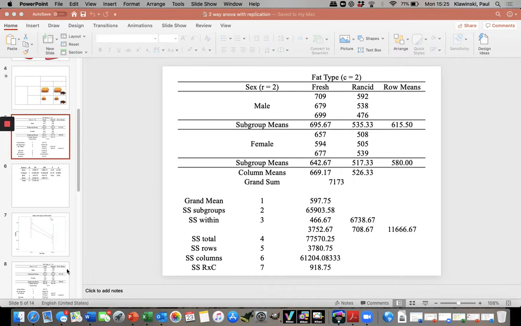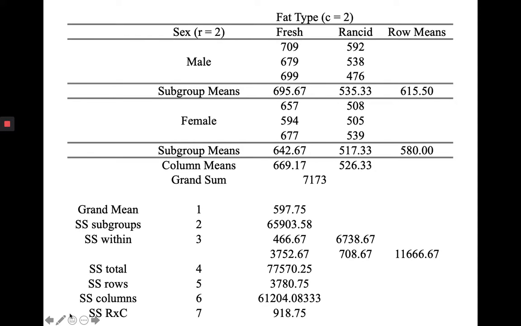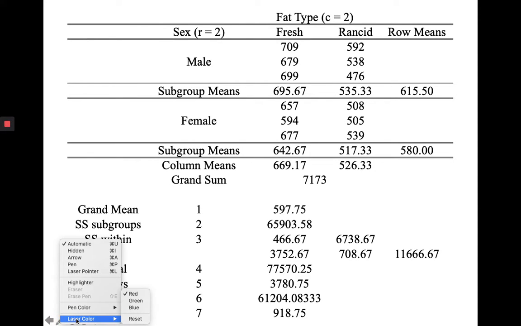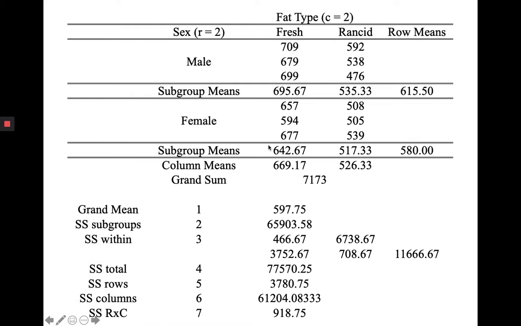Okay, so this is a continuation of the screencast that I posted earlier about two-way analysis of variance with replication. In the first situation, we were looking at two-way analysis of variance where the interaction was not significant. We had rats that were fed different kinds of fat, and the main effect that was significant was the difference between the two types of fat, with no difference between male and female.